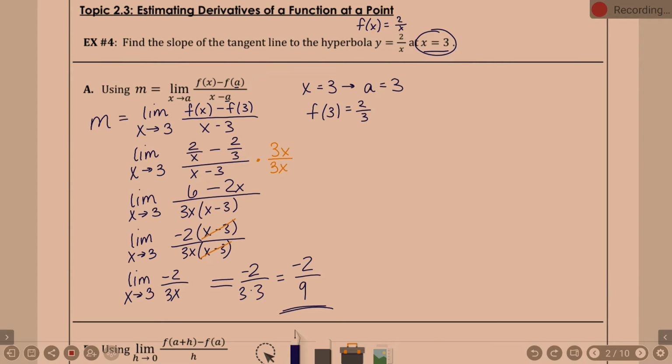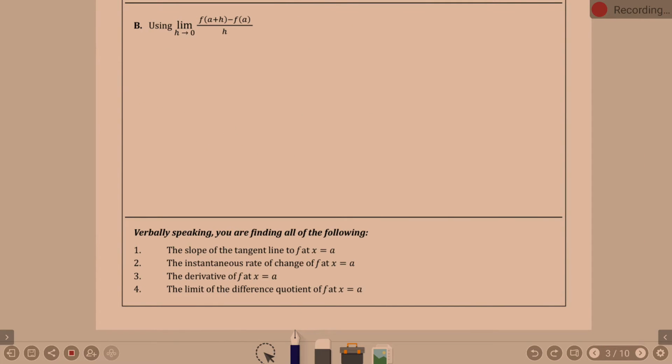For comparison's sake, this was part A. It asked us to use what I call the alternative form of the derivative. Part B asks us to use what I would think of more as the definition of derivative. We normally think x plus h. So now we're going to do the same problem, but a different method. This time, it's the limit as h approaches 0. What are we thinking here?